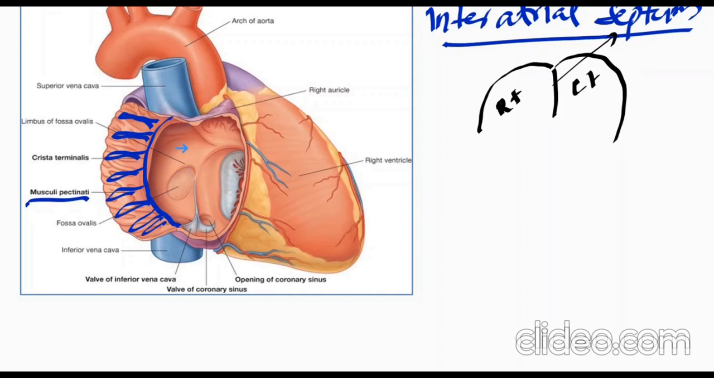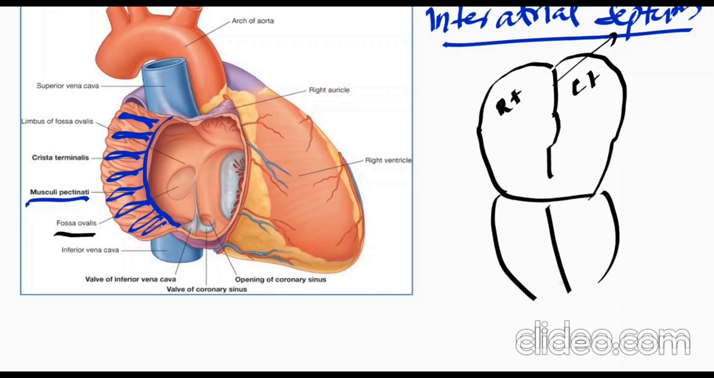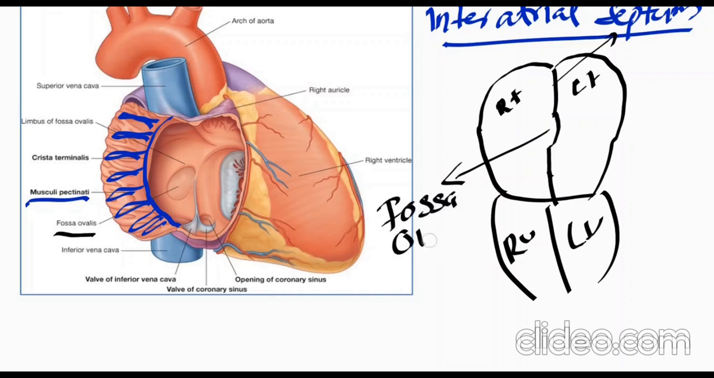The interatrial septum presents a saucer-shaped depression. That depression is known as the fossa ovalis. These are the ventricles, right ventricle and left ventricle. So this is the fossa ovalis.